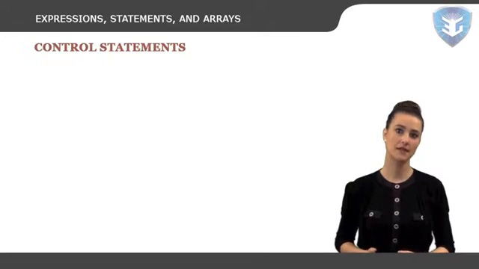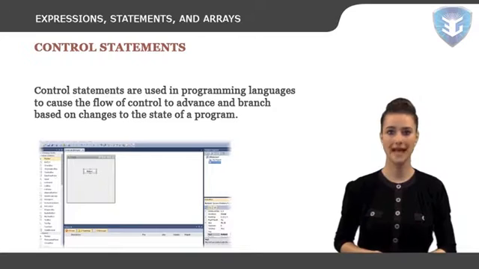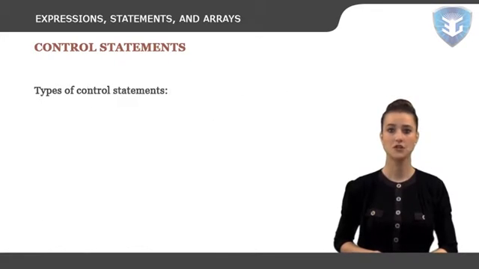Let's now understand the control statements. Control statements are used in programming languages to cause the flow of control to advance and branch based on changes to the state of the program. The control statement is used to control the flow of execution of the program. This execution order depends on the supplied data values and the conditional logic. Java contains three types of control statements.